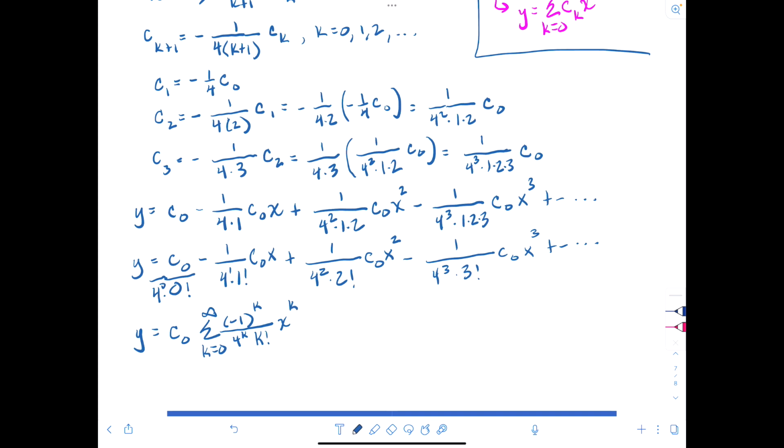Now, playing around, this is the hard part, right? We'll have c sub 0 times the summation, k goes from 0 to infinity. We have x raised to the k, 4 raised to the k. So we will have negative 1 to the k over k factorial, and then times x over 4 to the k.